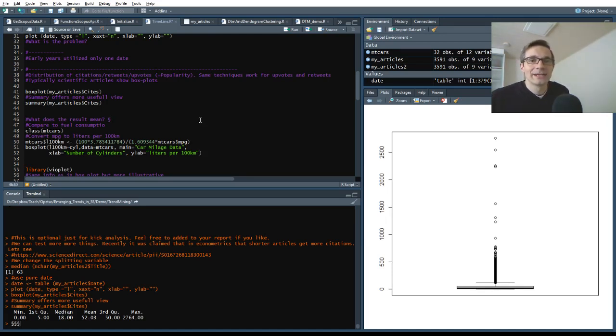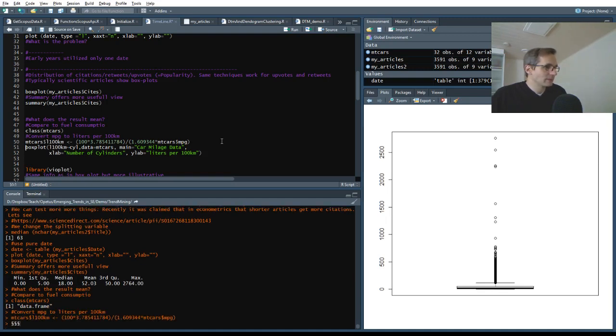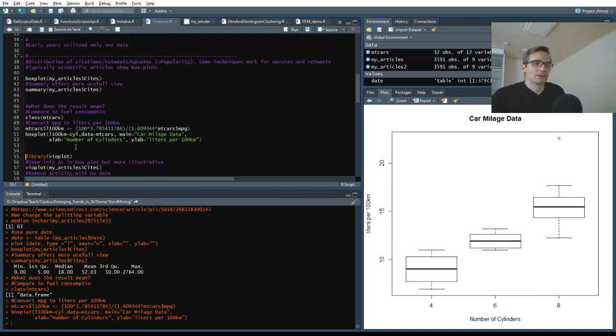Okay, let's try to have a more intuitive example of what this box plot means. So we take existing data from R, which comes from the cars, and this actually has fuel consumptions of cars, and it can be observed with different box plots based on the number of cylinders the car has.